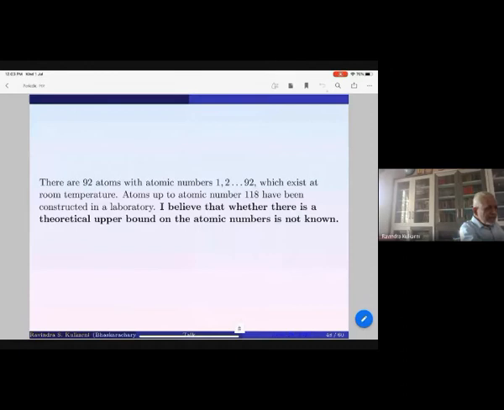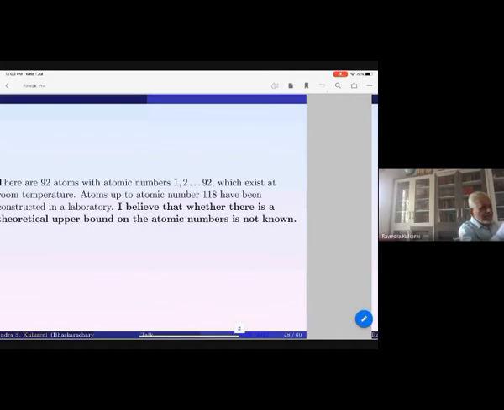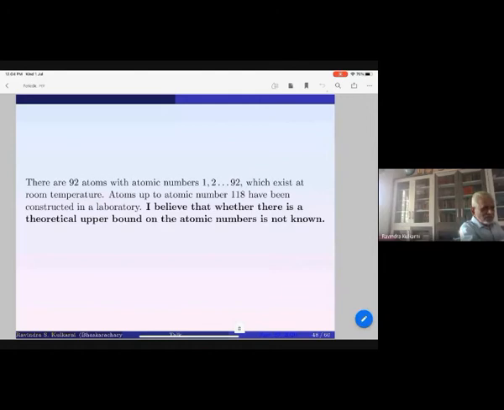So there are 92 atoms with atomic numbers 1 to 92 which exist at room temperature. Atoms up to atomic number 118 have been constructed in a laboratory. But I believe that whether there is a theoretical upper bound on the atomic numbers is not known. I think Feynman thought it was 137 or something. But between 118 and 137, these atoms have not been discovered. And whether that number is accepted as a theoretical upper bound, I do not know about that.